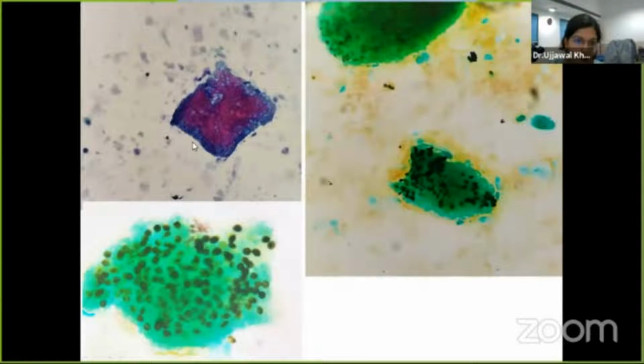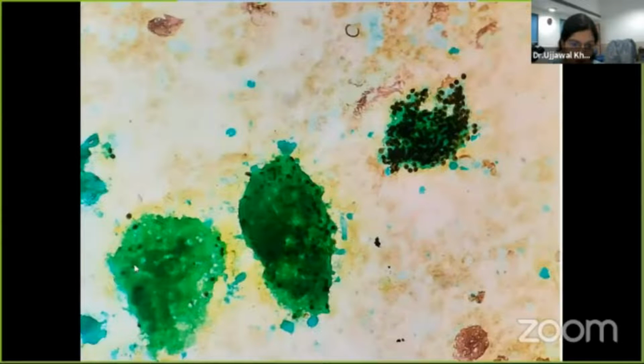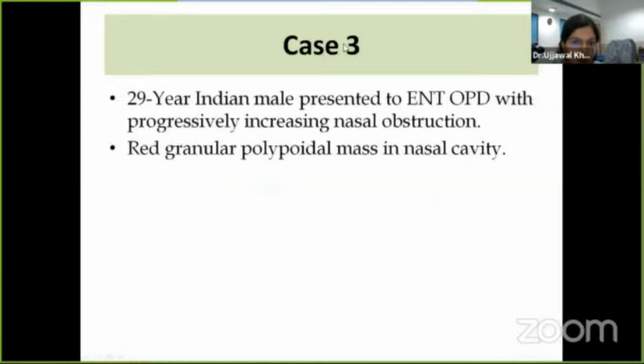Here we can see these eosinophilic exudates, which also show some honeycombing or negative shadows, which give a clue to the diagnosis of pneumocystis pneumonia. And we can nicely see GMS stained microorganisms. So this is a very classic, nice picture, intracystic, in which we can see a polypoidal lesion. Case 3 is a 29-year-old Indian male presented to ENT with progressively increasing nasal obstruction.